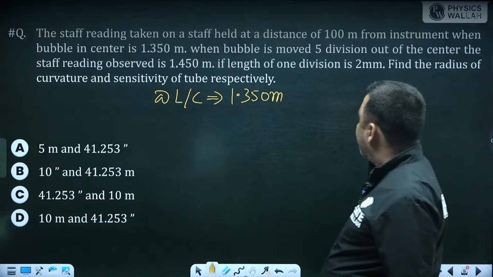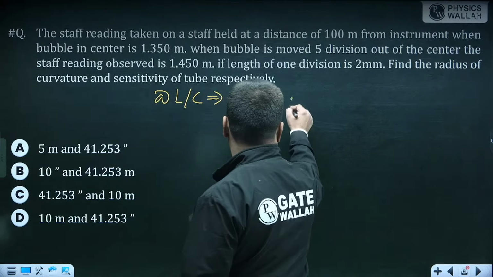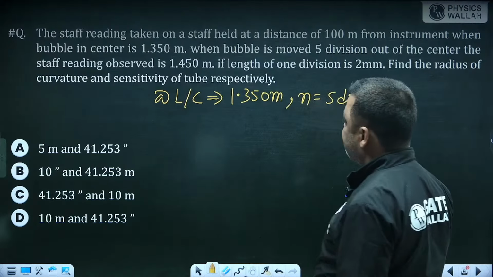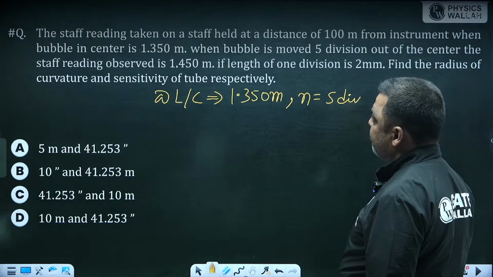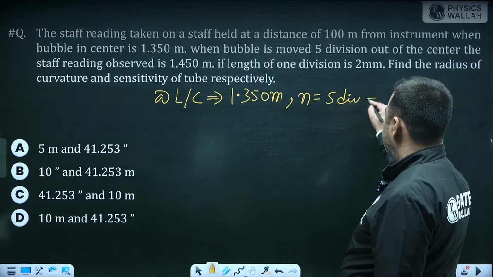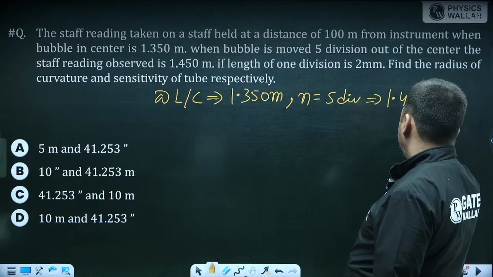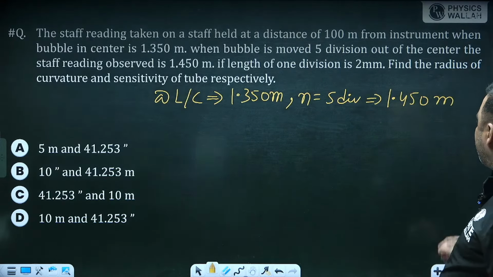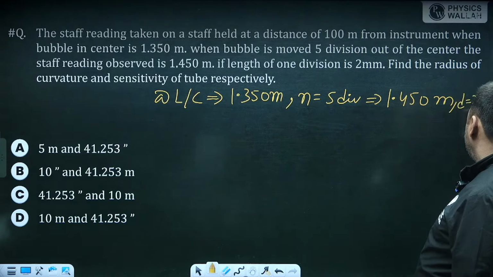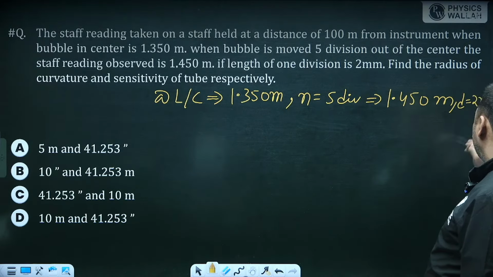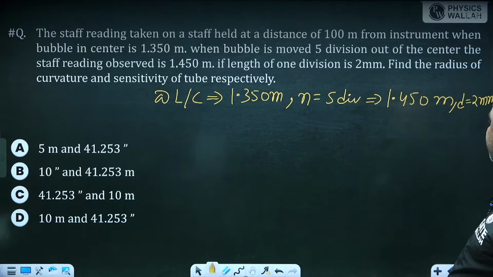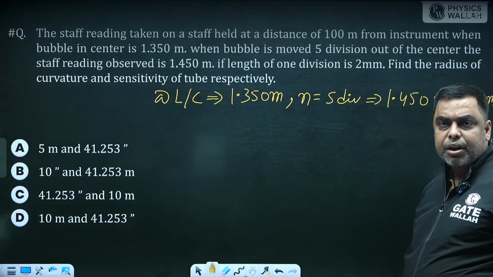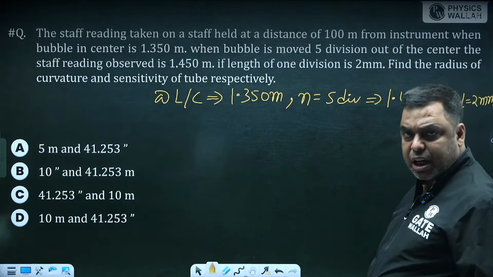When the bubble moved 5 divisions out of center, the staff reading observed is 1.450 meters. If the length of one division is 2 mm, find the radius of curvature and sensitivity of the level tube respectively. That's what I did.